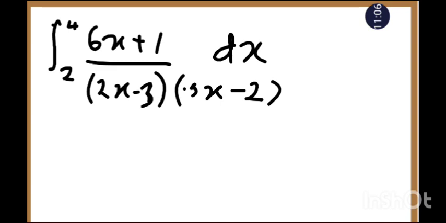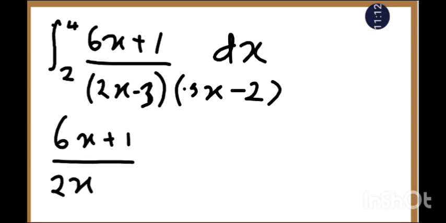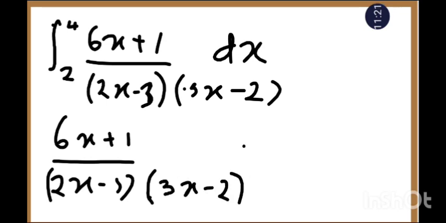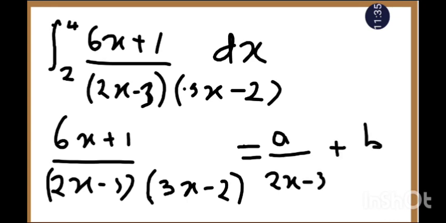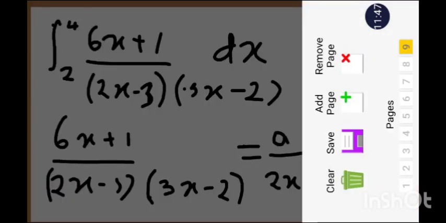We are expressing 6x plus 1 over 2x minus 3 into 3x minus 2 as partial fractions. Means that we write it with the degree of numerator less than denominator. So write it here as a over 2x minus 3 plus b over 3x minus 2. Right? We're going to express this into partial fractions, either using cover up or expanding.